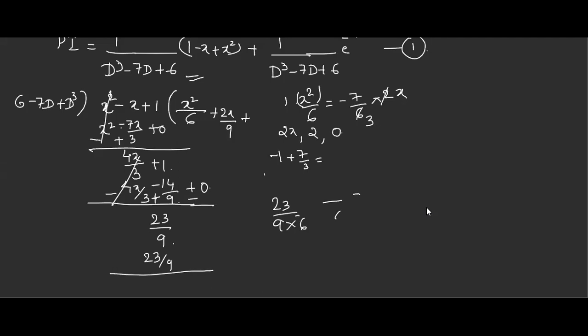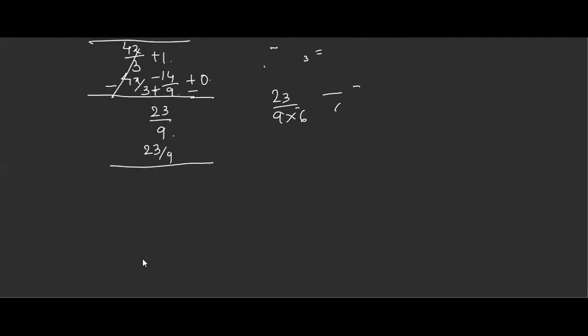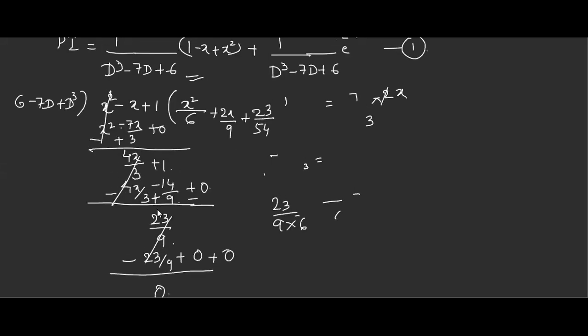Now I think we cannot cancel anything. What is the overall answer? 23 by 54. Yes, this is what we have to take as the quotient. This will ultimately give me the remainder as 0. You can just verify. 23 by 54 into 6 means you will get 23 by 9. What is the first order derivative of such a constant? 0. Third order derivative is also 0, isn't it? Change the sign so that the remainder is 0. Okay. Is it confirmed now? Yes. This is our PI.